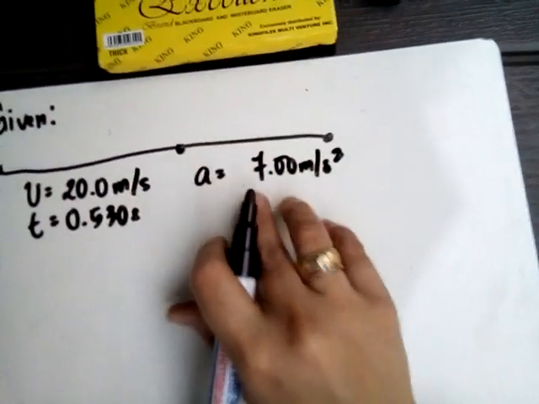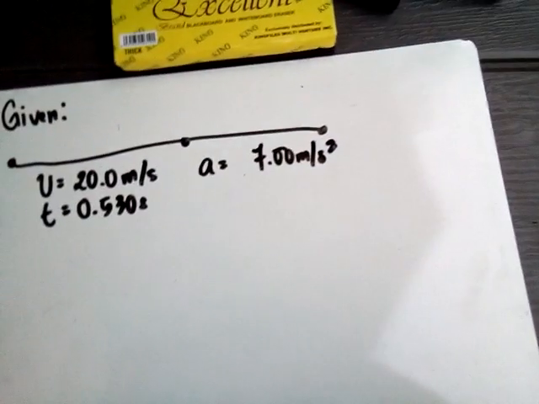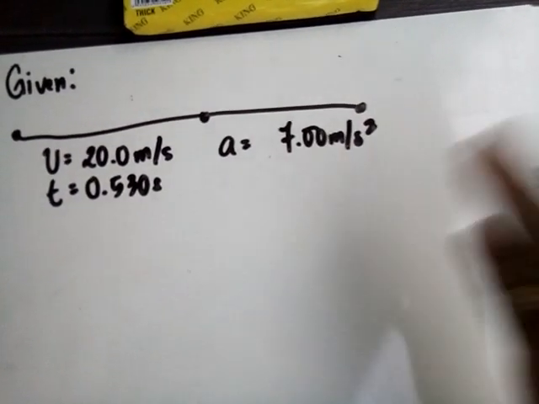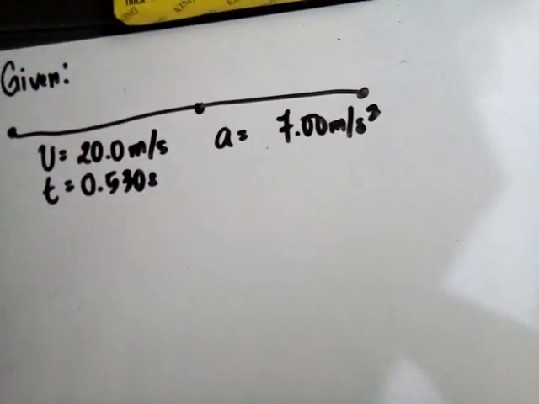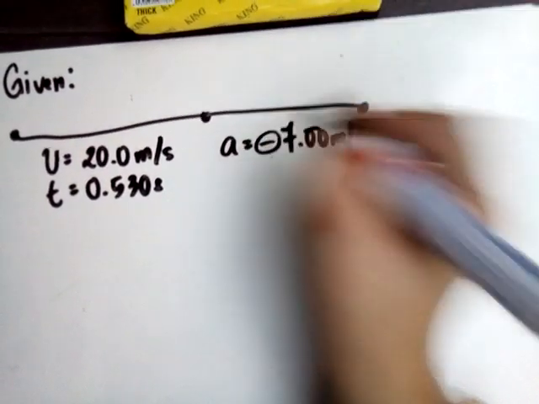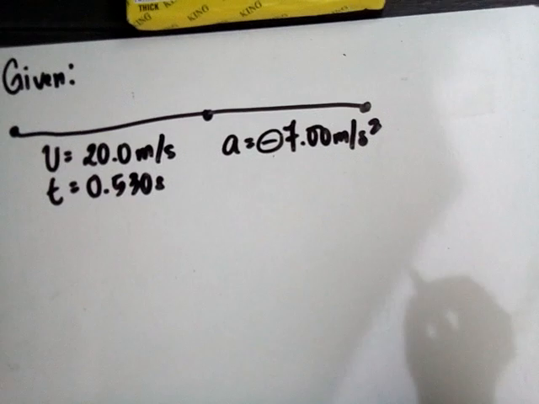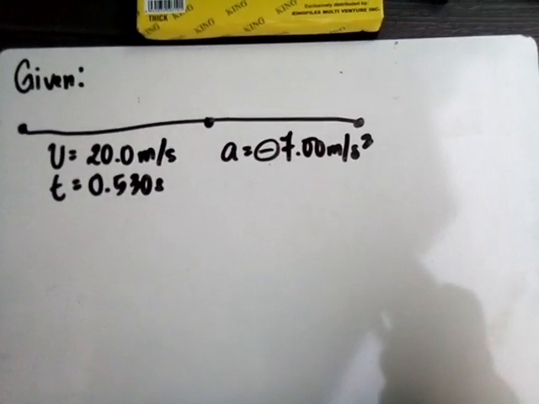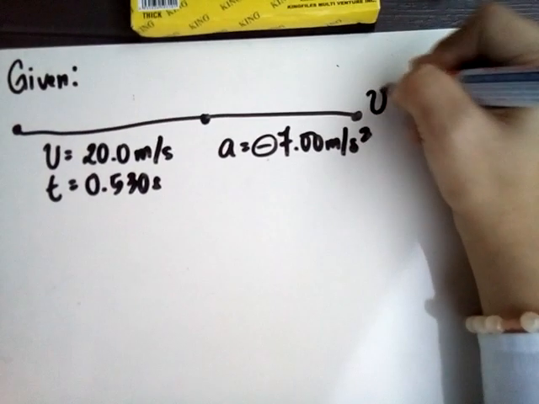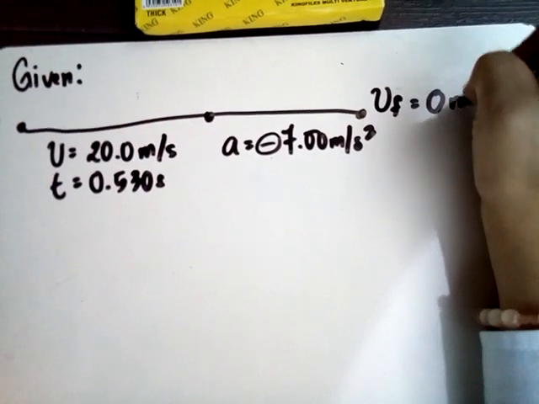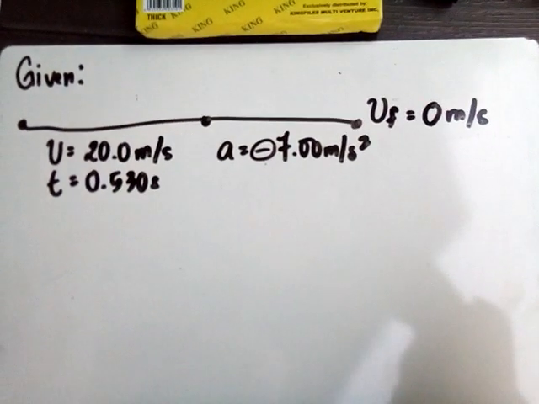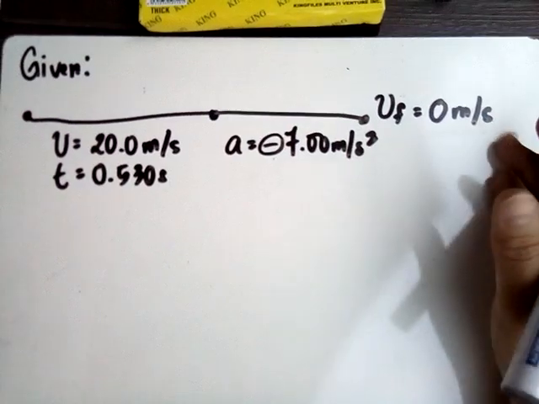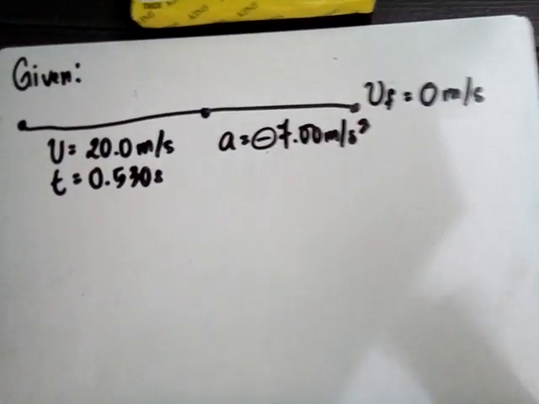Now, this is incorrect because we are assuming that the car slows down. So therefore, if the car is slowing down, the acceleration is negative. Now, what's another given? We're looking for stopping distance. So therefore, if we are looking for stopping distance, our final velocity is 0. Because again, we are looking for stopping distance. So our final velocity is 0 because the car stopped.